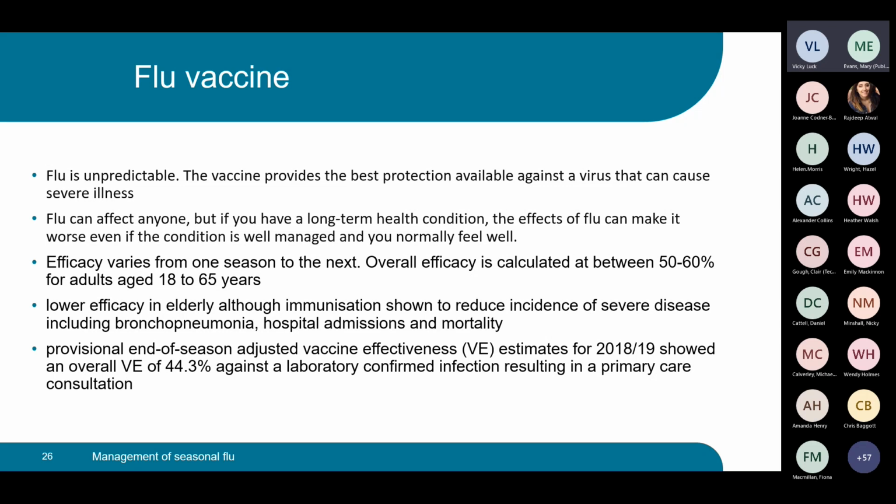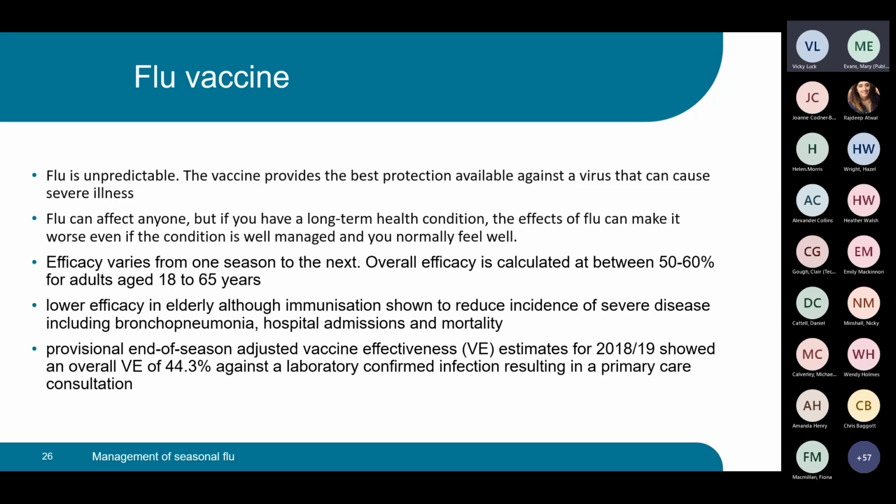So flu is unpredictable, as we've seen in past years prior to COVID. The vaccine provides the best protection against a virus that can cause quite severe illness. Flu can affect anyone, but if you've got a long-term health condition, the effects of flu can make it worse. And even if the condition is normally well managed and you do feel well, because you manage it with medication or lifestyle, you can still be affected quite severely by flu.